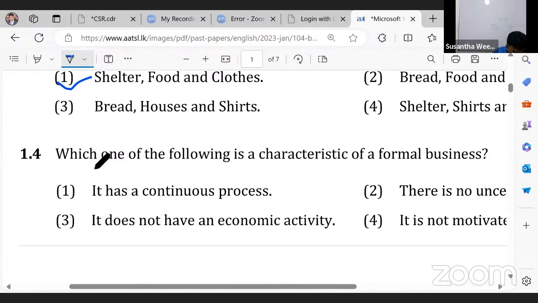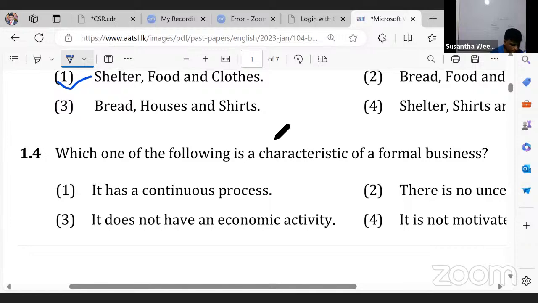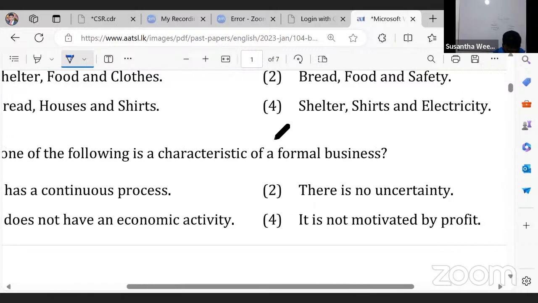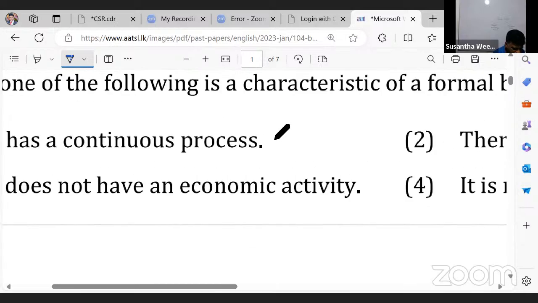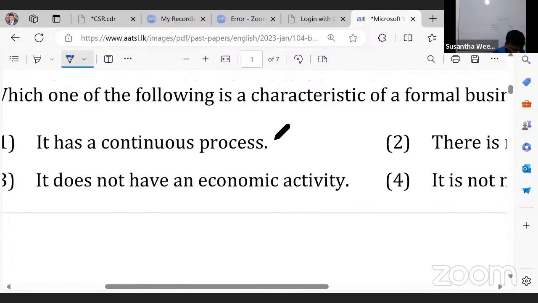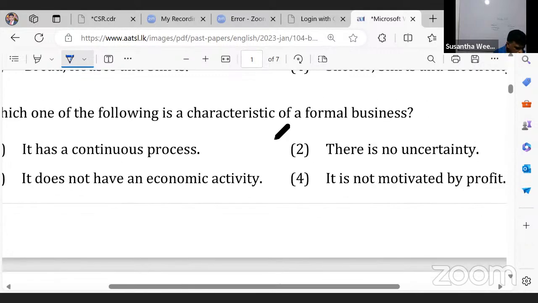Which one of the following is a characteristic of formal business? I told you there are formal businesses and informal, right? It has a continuous process. There is no uncertainty. It does not have an economic activity. It is not motivated by profit. Mark your answer.